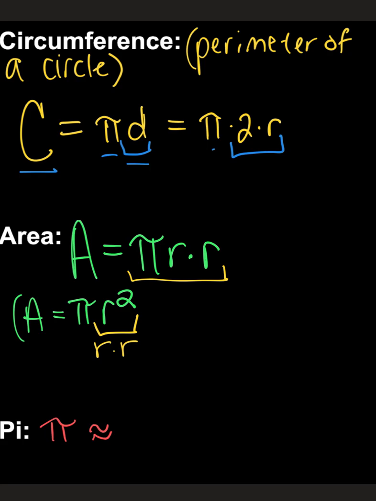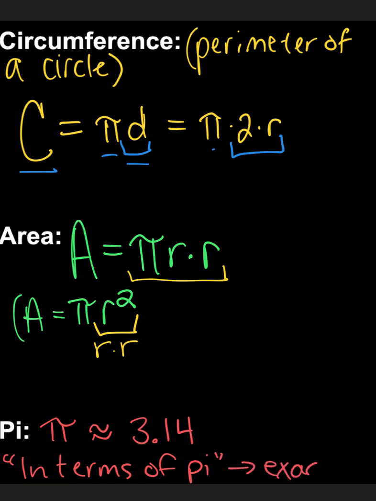So I use this squiggly equal sign here to approximate, and it equals approximately 3.14, hence Pi Day being March 14th. Sometimes you will see your answer, either exact answer or in terms of pi. That means an exact answer, okay? And that just means that this character, that little fancy little character there, is going to be in your final answer.